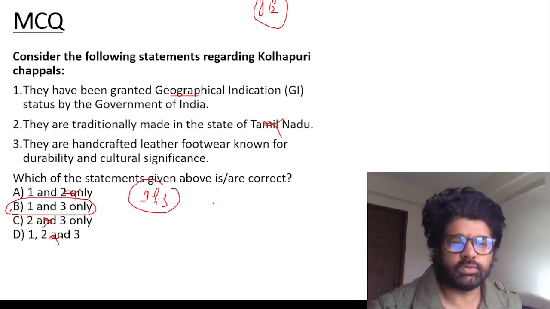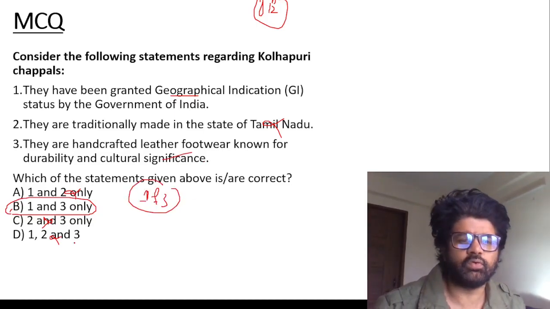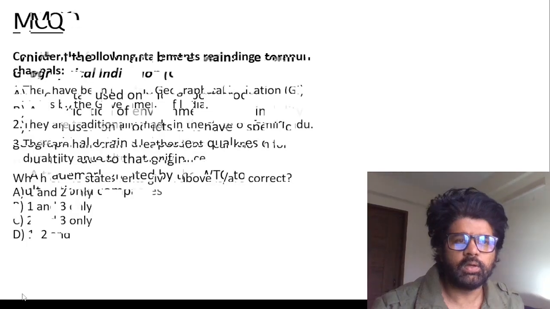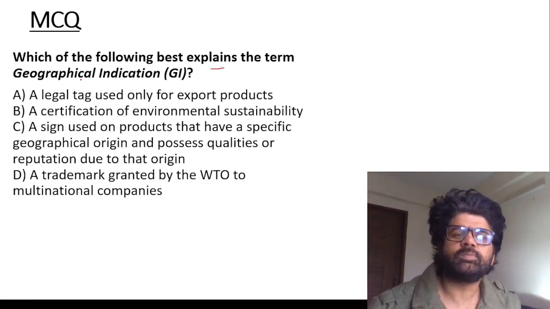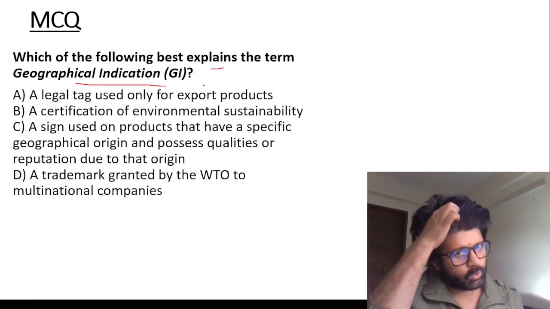1 and 3 only. So the answer is B. Handcrafted leather footwear known for durability and cultural significance. Next MCQ. Which of the following best explains the term GI, geographical indication? What do you understand by GI?